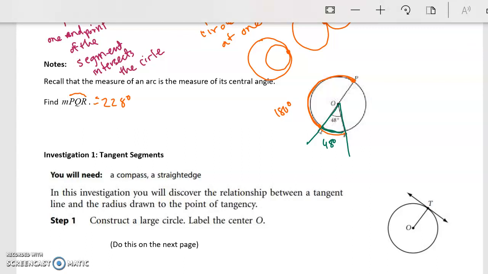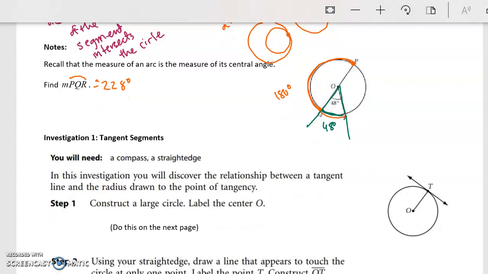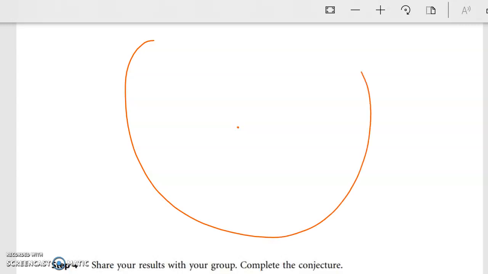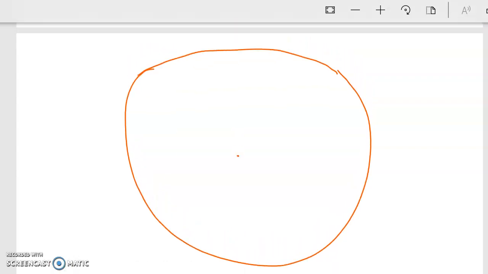All right, so for the first investigation, you're going to need a compass and a straight edge. And on the next page, we're going to draw a large circle, label the center O. And remember, the center of the circle would be where your stylus is, so you can go ahead and mark off where your center is going to be, set your stylus there, and then use your compass and draw a circle. I'm not using a compass, and my circle is not that great. Your circle will be amazing.